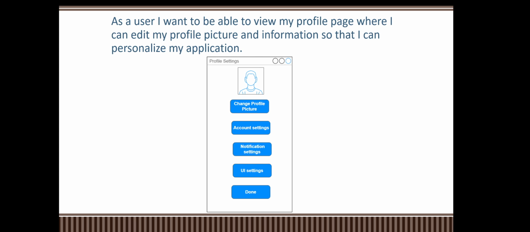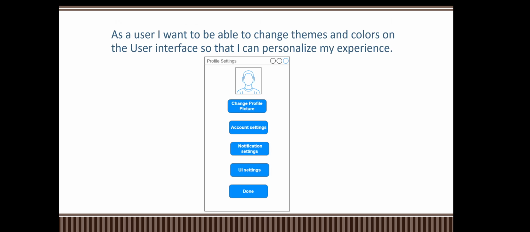As a user, I want to be able to view my profile page where I can edit my profile picture and information so that I can personalize my application. So here we have the profile page with options to change the profile picture and other account settings. As a user, I want to be able to change themes and colors on the user interface so that I can personalize my experience. We'll have a UI button there where you can change the fonts and colors and themes and other things like that.